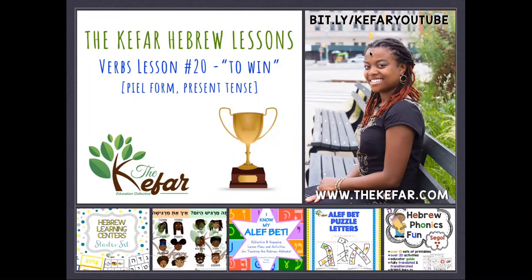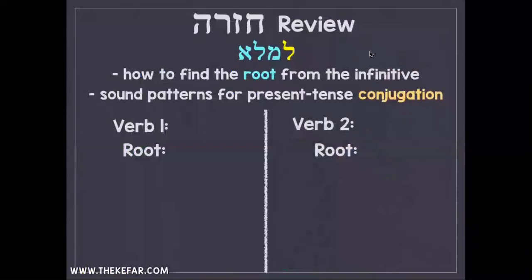But before we do that, as always, we'll do a review of the last pattern that we did in lesson 19, where we looked at PL verbs where the last letter of the root was an aleph. Okay, so PL verbs where the root ends in an aleph. And we use the verb lemale, which means to fill, to illustrate that conjugation pattern.